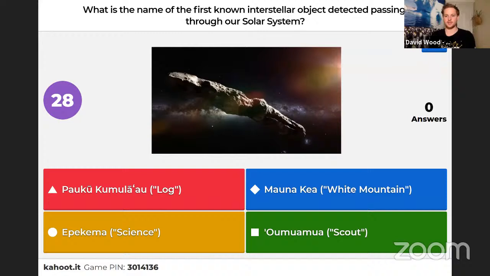Is it the Hawaiian for log? Is it Mauna Kea, which means white mountain? Epicema, which is science, or Oumuamua, meaning scout? I won't repeat those because it will take me too long. But what is the name of the first known interstellar object detected passing through our solar system? Get those answers in.